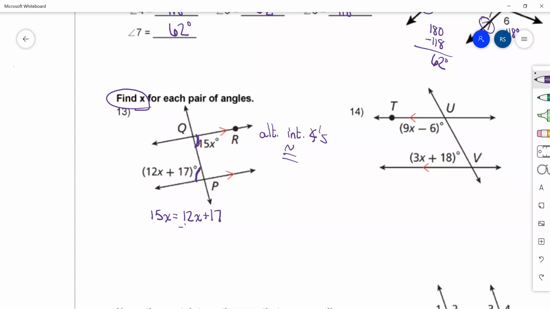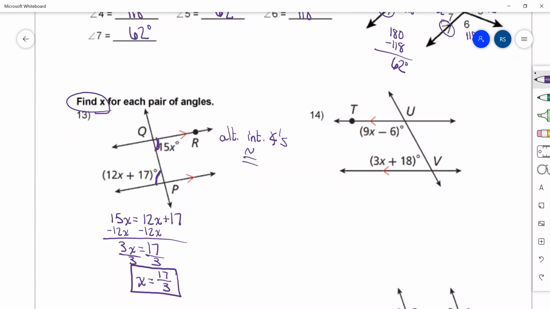So now let's solve for x. We're going to subtract 12x. It's going to give us 3x equals 17. Divided by 3, and we get x equals 17 over 3. I think we had this one on the notes the other day. So I remember getting something like that. So there's that one. They just asked us to find x. We found it.